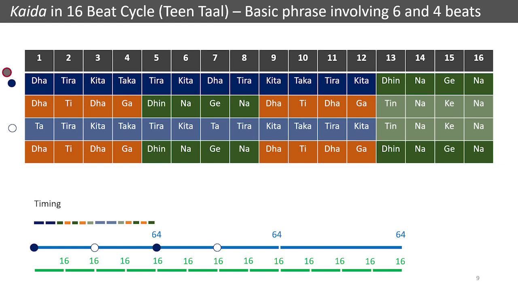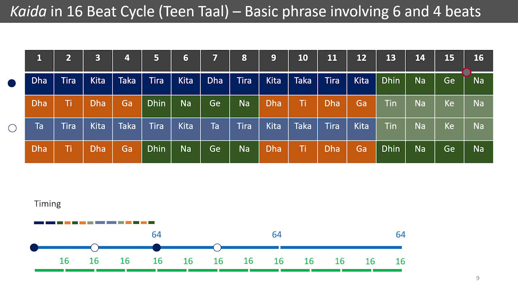The way you would say this is: dha terikata takaterikata dha terikata takaterikata dhinna gena. So that's the first line. Dha terikita takaterikita is 6 syllables, a 6 beat. Dha terikita takaterikita, again 6 syllables, 6 beat. Dhinna gena, that's 4 syllables, a 4 beat. So in composing a 16 beat pattern, you're clubbing 6 plus 6 plus 4.